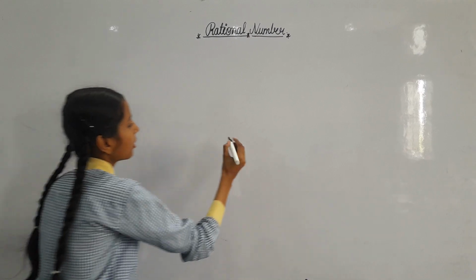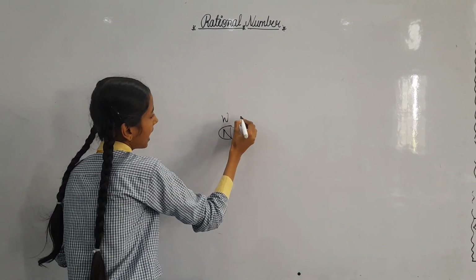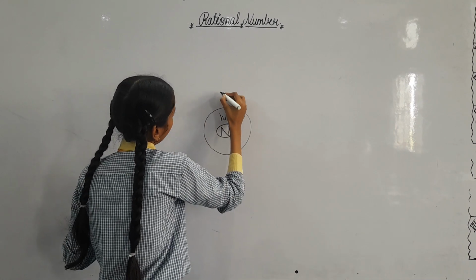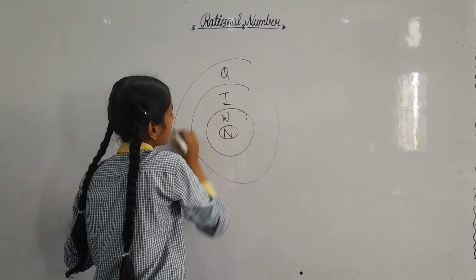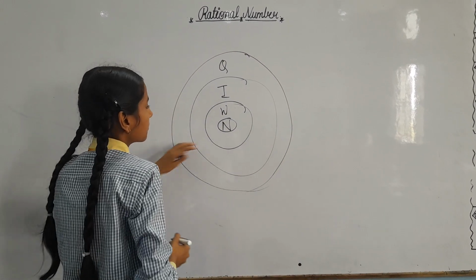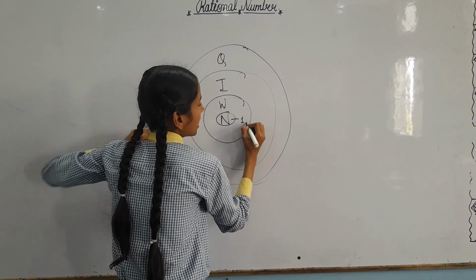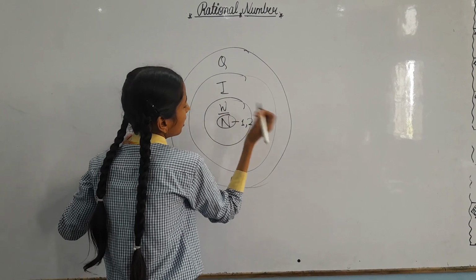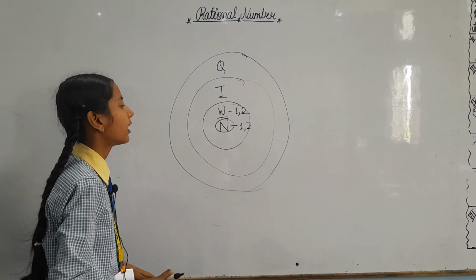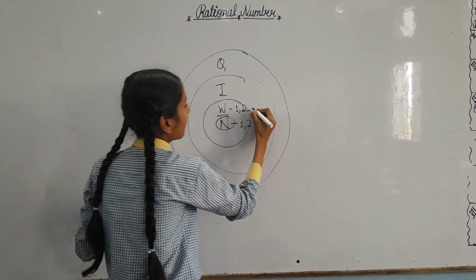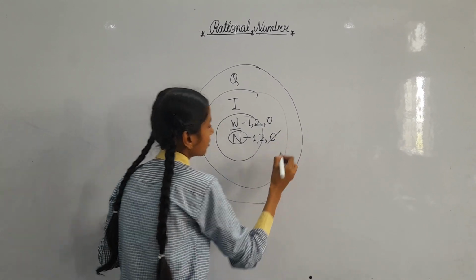It means that all the natural numbers are called whole numbers, and all the whole numbers are called integers, and all the integers are called rational numbers. How? I will tell you. Natural numbers, for example, are 1, 2. In whole numbers we also find 1 and 2, but all the whole numbers are not called natural numbers, because in whole numbers we also find 0, but in natural numbers we could not find 0.